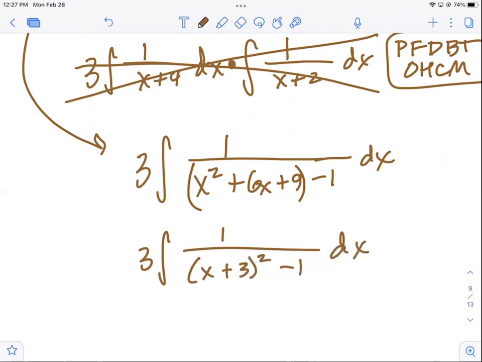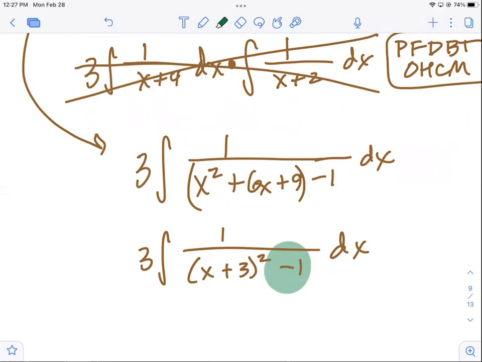Is that arctangent again? Why not? There you go. The minus messes it up. All right. Arctangent has to be both positive terms: function squared plus function squared.